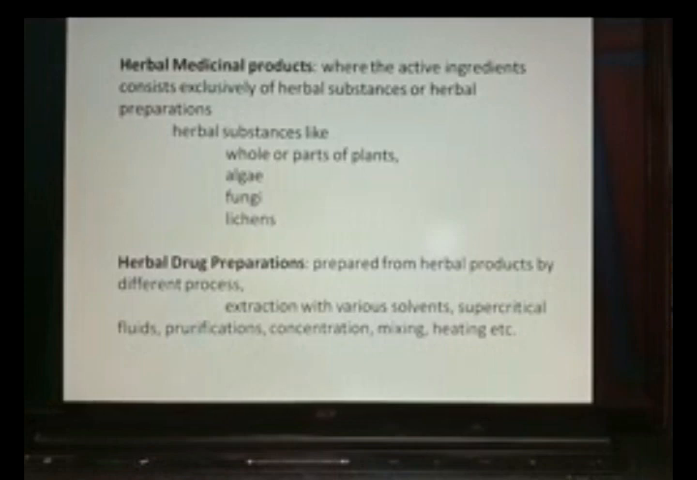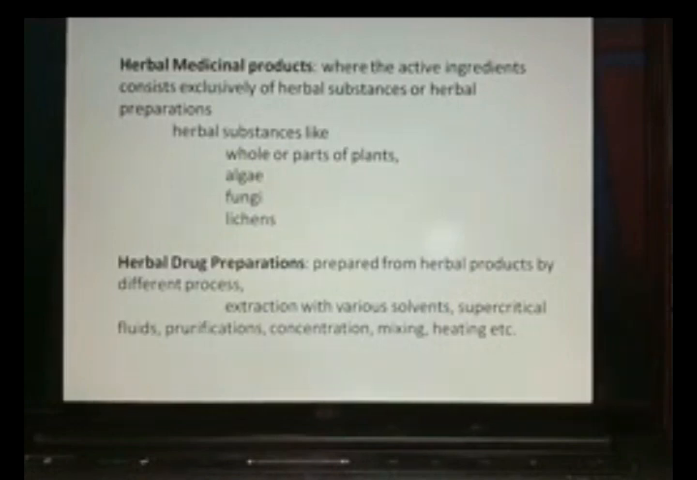They are prepared from the herbal materials by different processes, where the extraction with the various solvents includes the processing of herbal medicines with natural vehicles, many a time by heating with alcohols and hydroalcohols, water, etc.